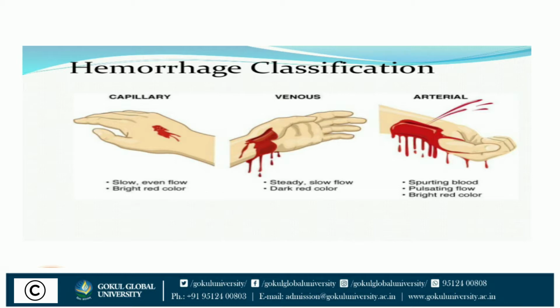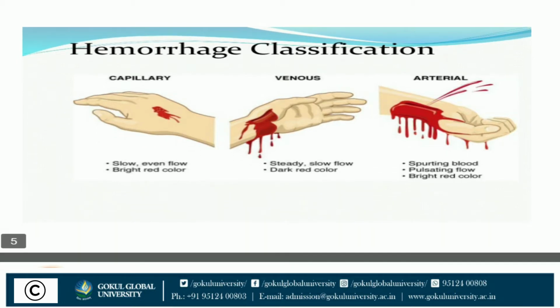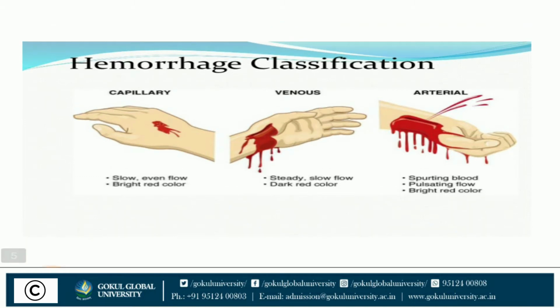Now if there is a cut of any part of a vein, then the pressure will be low and the color will be dark red. Now if any artery is cut, then there will be spurting blood as well as pulsating flow, and the color will be bright red. So generally you have to remember the difference because this can be useful in our daily life.